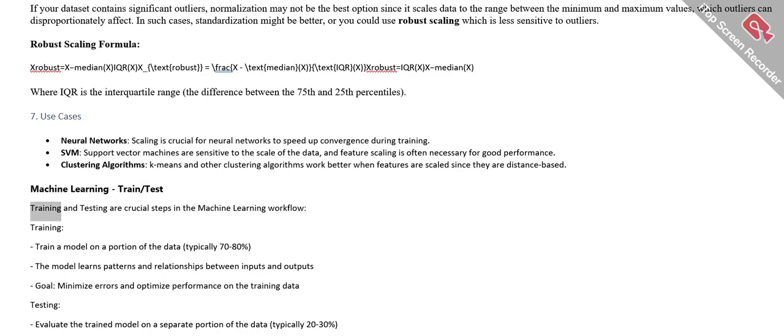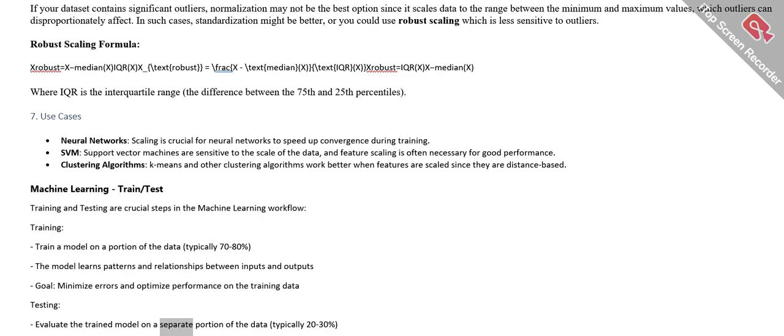Machine learning, train/test. Training and testing are crucial steps in the machine learning workflow. Training: train a model on a portion of the data, typically 70 to 80%. The model learns patterns and relationships between inputs and outputs. Goal: minimize errors and optimize performance on the training data.